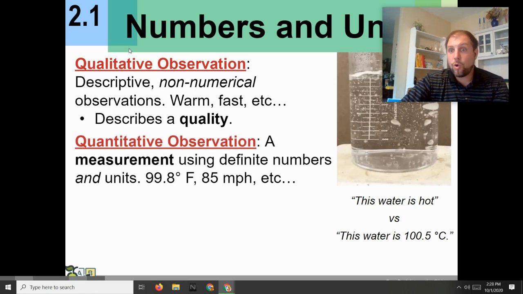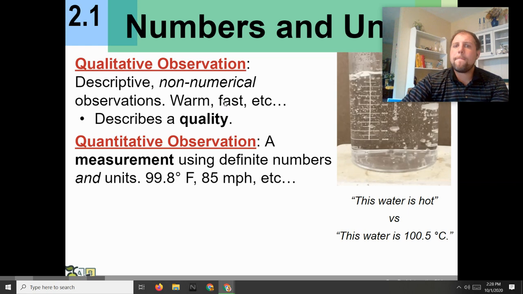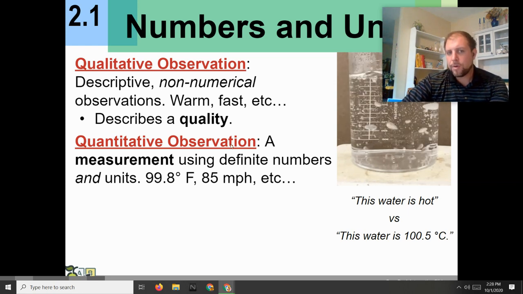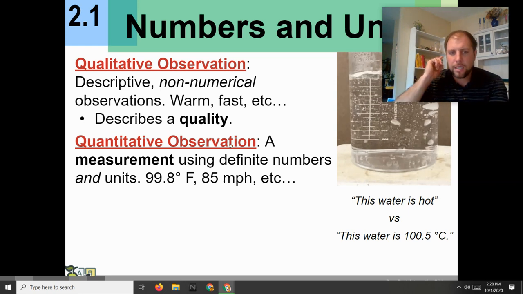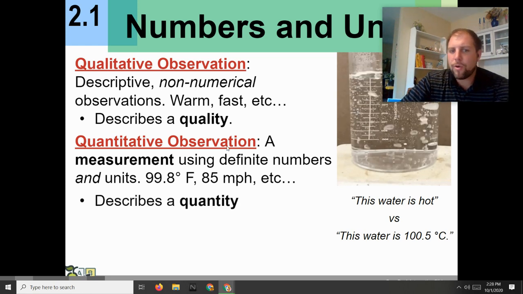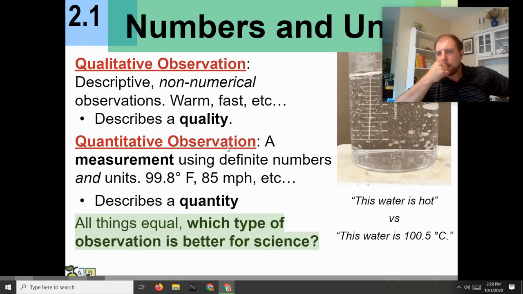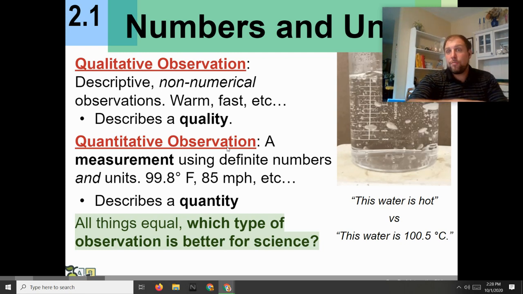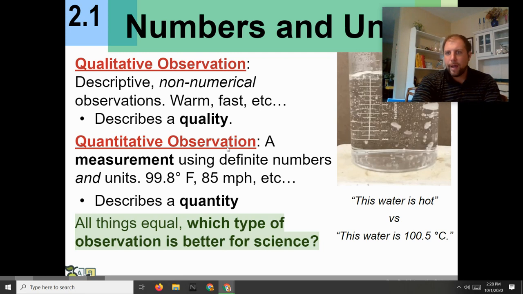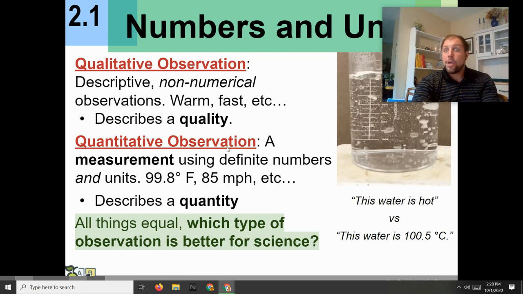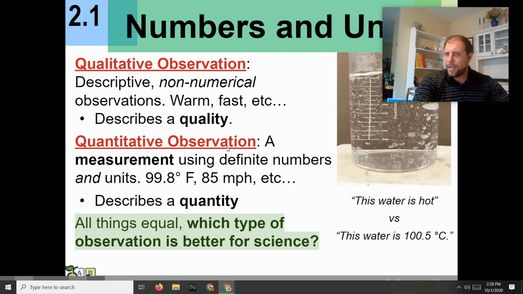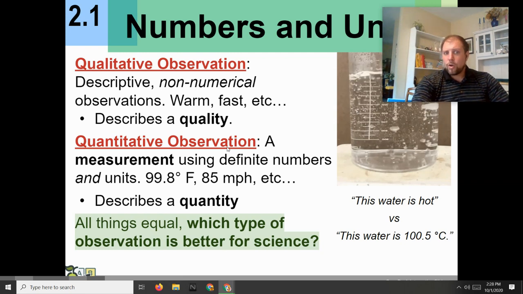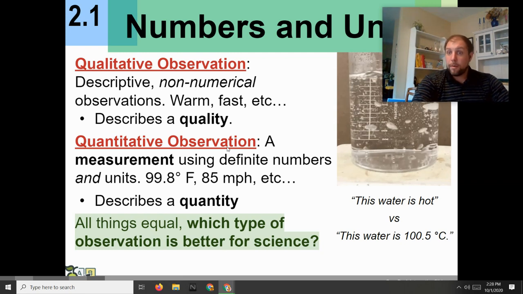Other observations are quantitative. Quantitative observations, what it sounds like, quantity. It has a number in it. These are measurements that you make that use definitive numbers, like 99.8 degrees, 85 miles per hour. It describes a quantity. Now, all things being equal, if you have a chance to make a measurement quantitative by including some accurate numbers in there, you're going to want to do so. Not every observation can be quantitative, but quantitative observations are better.